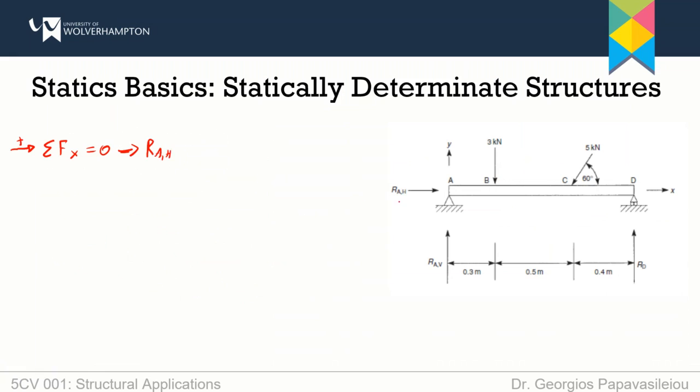RAH, the horizontal component of the reaction from the pin support at point A, minus this one that was the 2.5 kilonewtons. This one was 4.3. So minus 2.5. So the result is RAH equals 2.5. Would that be correct? What do you think?